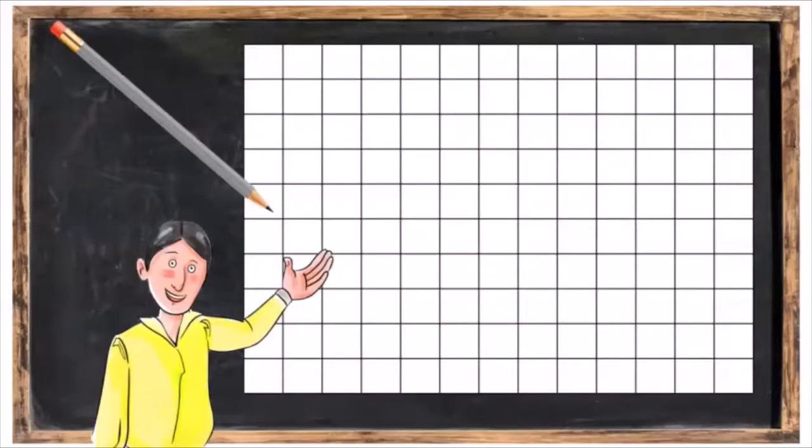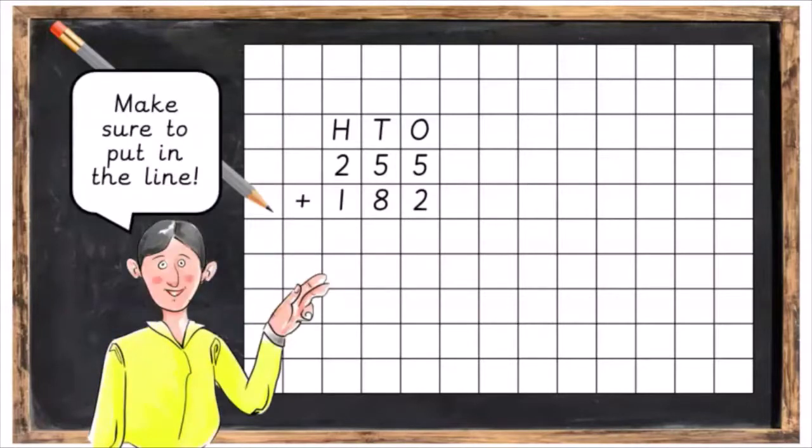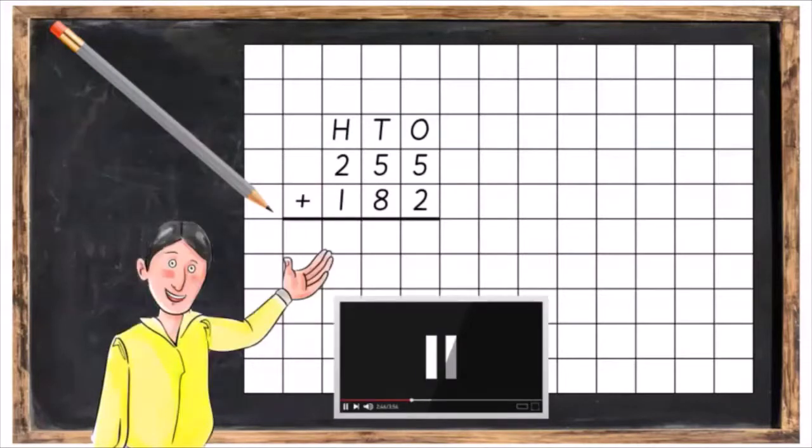I'd like you to write down this sum. I'd like you to put in a H, T and O for hundreds, tens and ones, and then we're going to write 255 plus 182, and make sure to put the line in underneath the sum. Press pause, and when you've got that done, press play again.